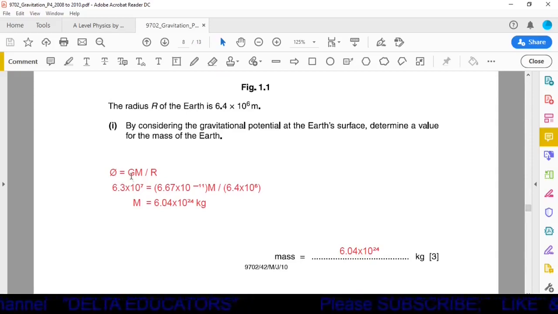Okay, capital G is gravitational constant. Its value is 6.67 into 10 power negative 11. M we have to calculate, and this R is the radius of Earth, that is 6.4 into 10 power 6 meter. Now we have to calculate M, so M will be equal to 6.04 into 10 power 24 kg. So mass of Earth is 6.04 into 10 power 24 kg.